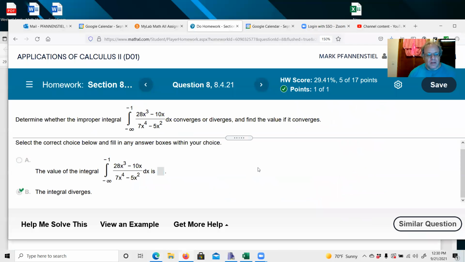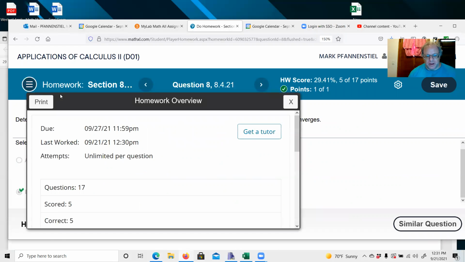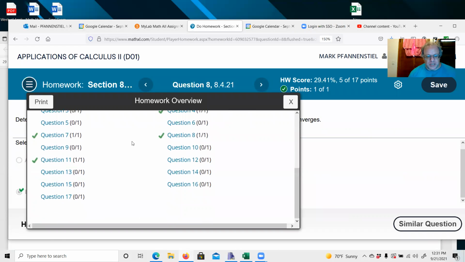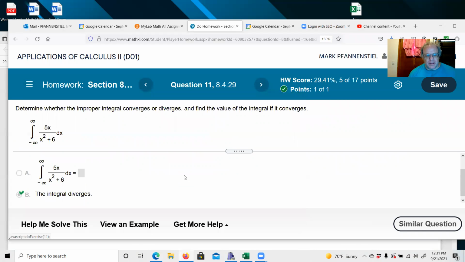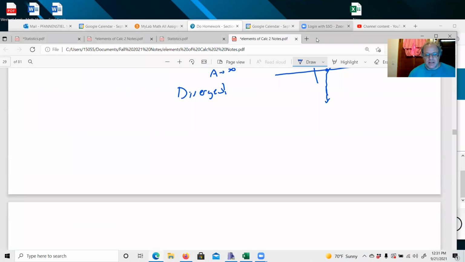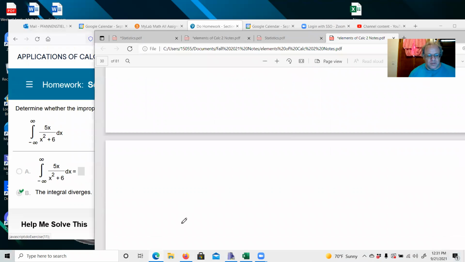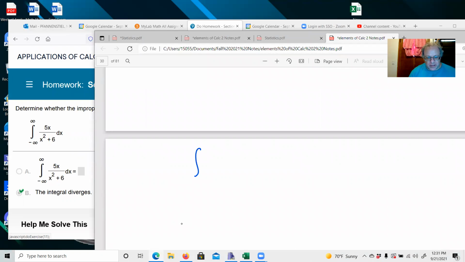Great. Let's see what else we want to do. So that was question 8. We'll try question 11 again. Did we do this one? No, we did not. So let's have a look at this one. This is negative infinity to positive infinity of 5x over x squared plus 6.